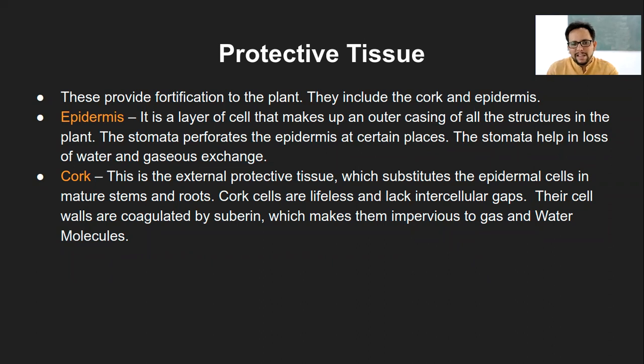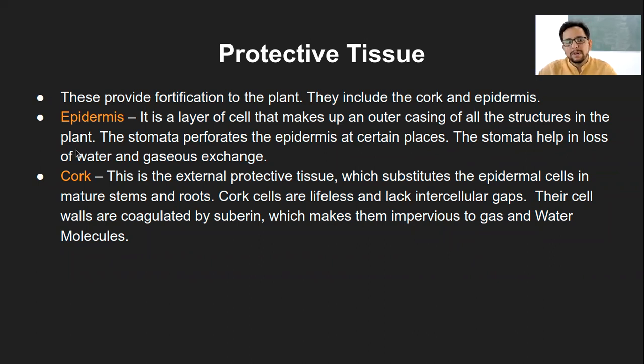One of that is epidermis. Now, epidermis is one of the layers which is present around the leaf, stem, as well as root. So you take any structure from the plant, it will have an epidermal layer. The stem has its outermost epidermis, the leaf has its own outer epidermis, and similarly the root also has an outer epidermis. That is the outer casing of all the structures in the plant.